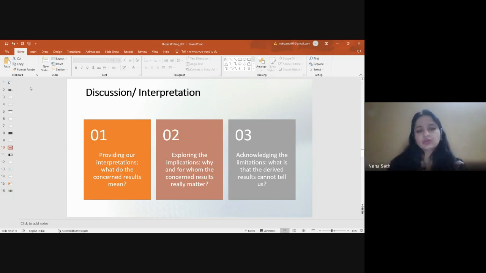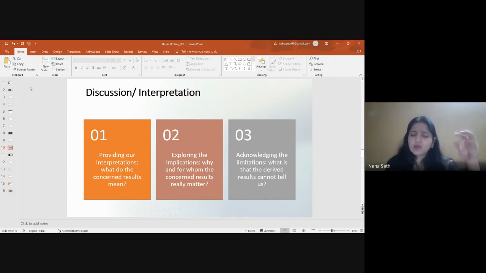Okay, so the most important thing now is where the discussion and interpretation is relevant. We have to talk about the discussion and interpretation in this chapter after we have presented our results. Now there are three most important things in this chapter. One, providing our interpretations. What do the concerned results mean?